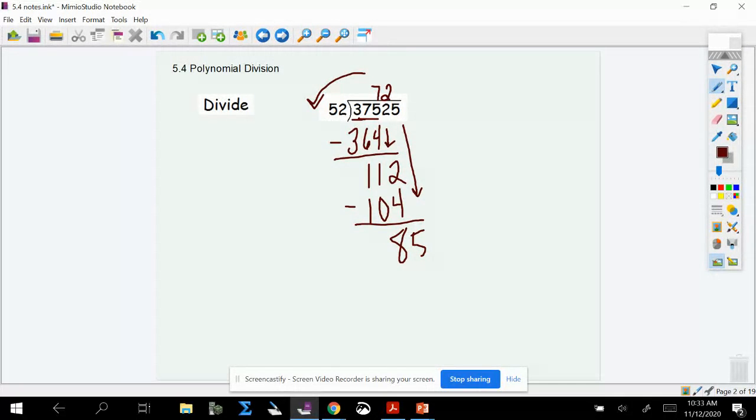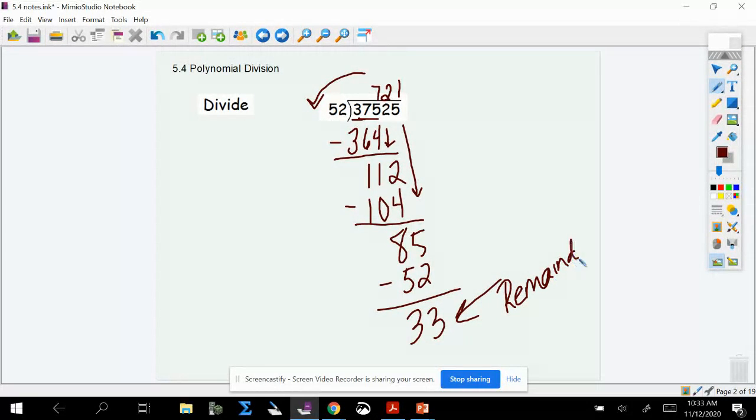We knew we were about done here because there were no more numbers to drop down. So you looked and see how many times does 52 go into 85. Well, it will go once. You multiplied 1 times 52. You subtracted. And we referred to this value as the remainder.